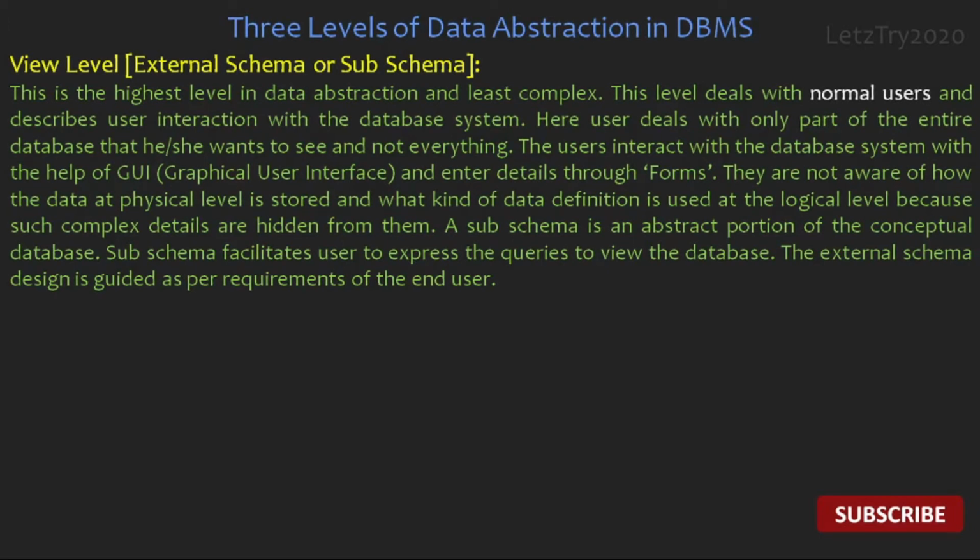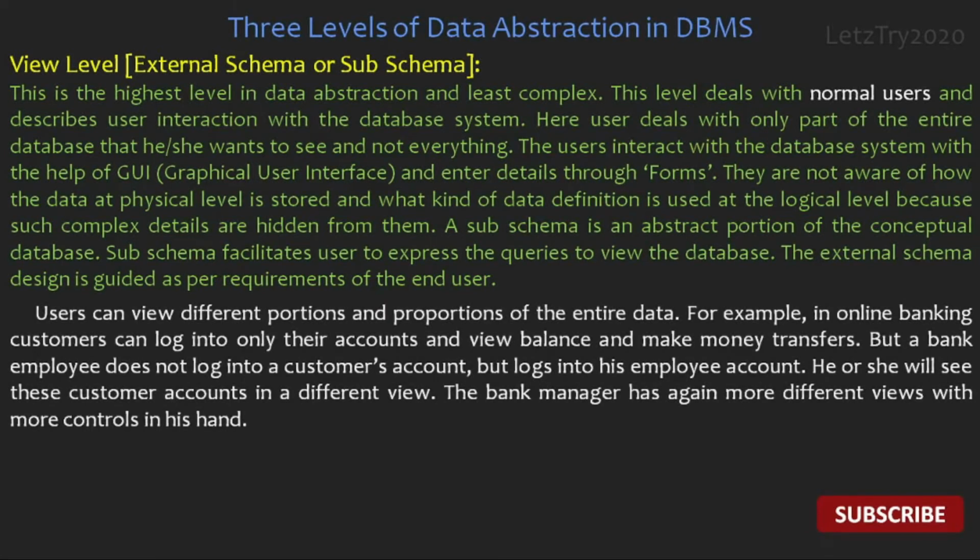They are not aware of how the data at physical level is stored and what kind of data definition is used at the logical level because such complex details are hidden from them. A subschema is an abstract portion of the conceptual database. Subschema facilitates user to express the queries to view the database. The external schema design is guided as per requirements of the end user. Users can view different portions and proportions of the entire data.